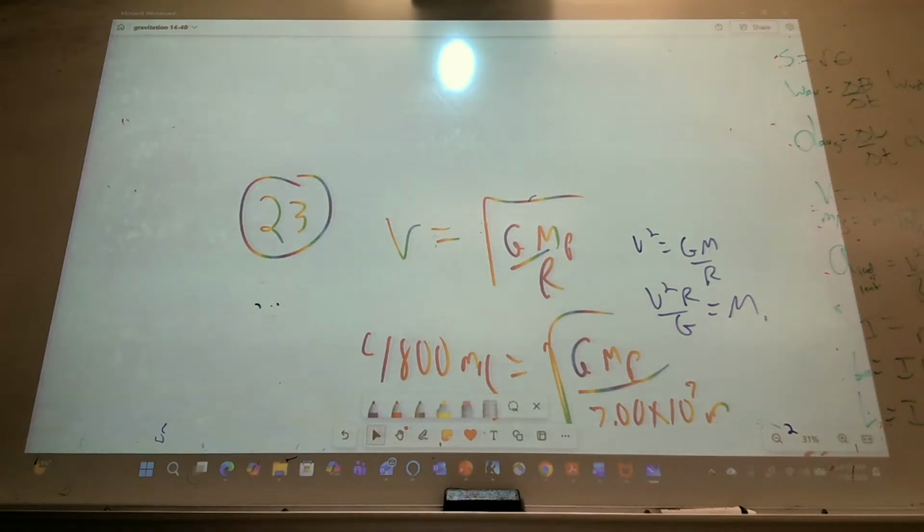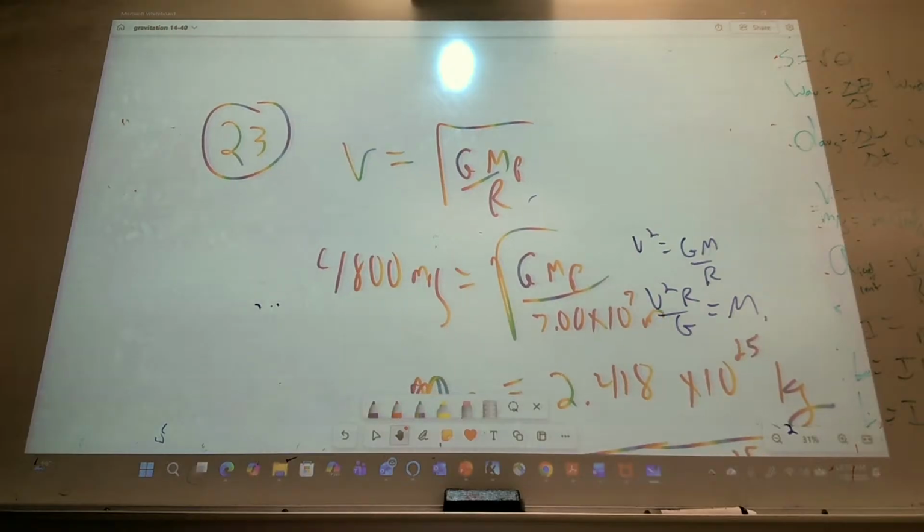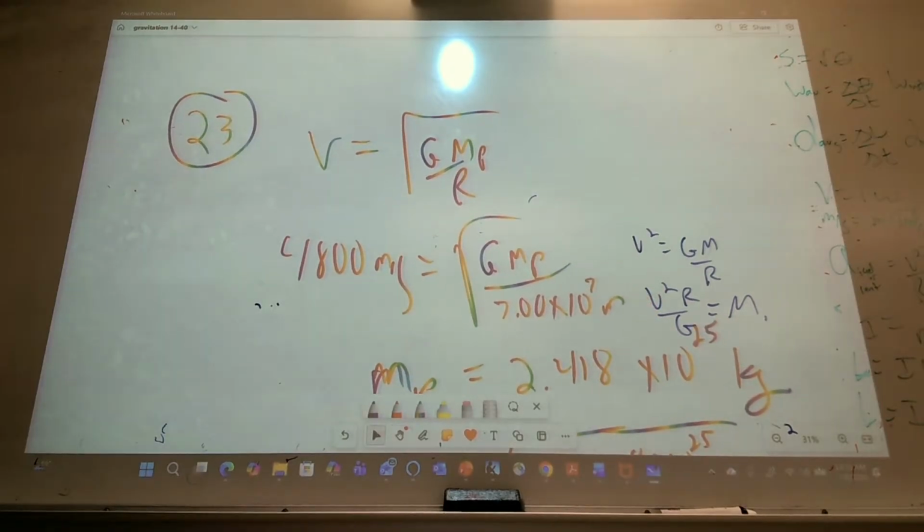Nevaeh, did you get the mass of the planet? Dakota, did you get the mass of the planet? I'm going to write 2.42 times 10 to the 25th. Okay, good. Okay, I have 2.418 times 10 to the 25th.